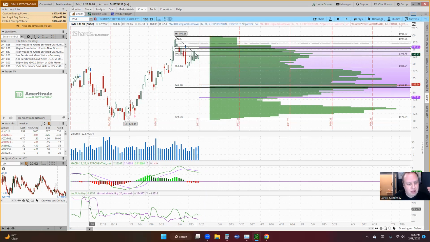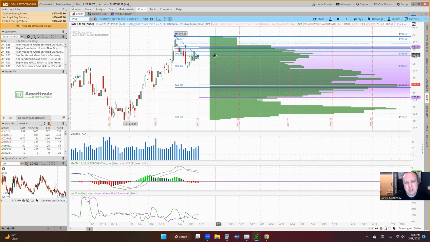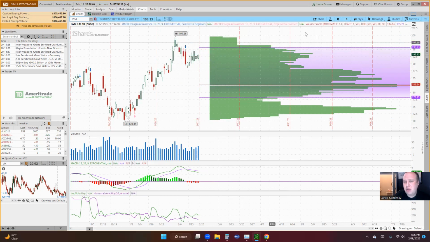Gotta love the self-fulfilling prophecies. Other thing I do, overflow plus VWAP, standard deviation, yeah. I used to use VWAP quite a bit. I don't as much anymore.